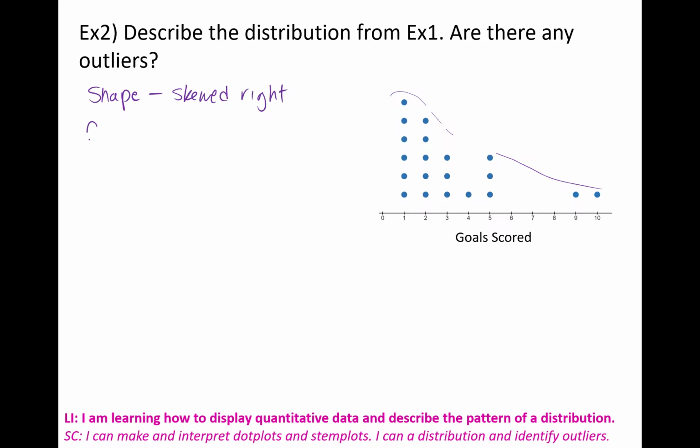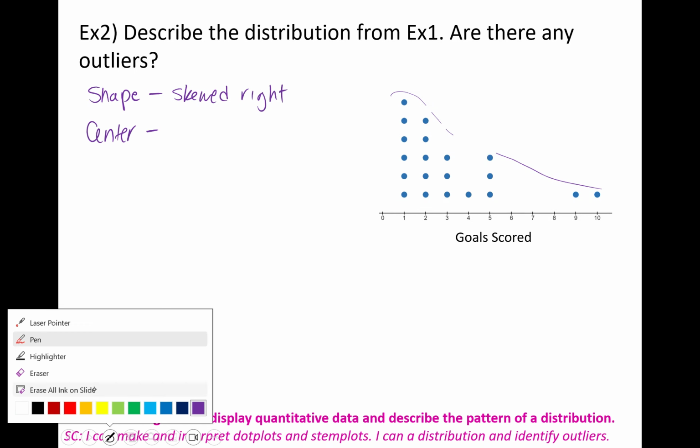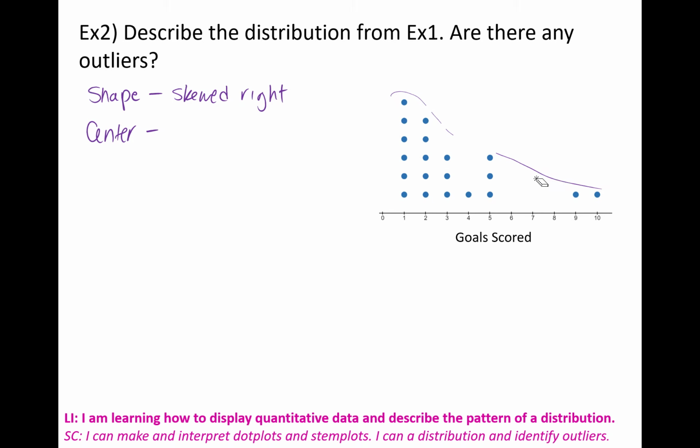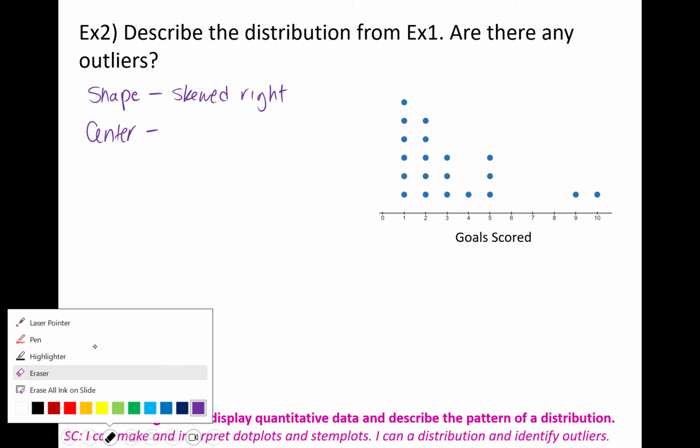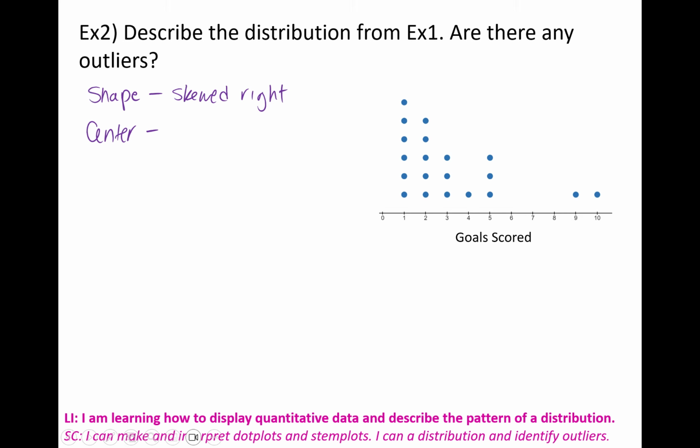Then we would talk about the center, which typically means we're reporting mean or median. On this one, because we haven't done a whole lot of that, it might be weird to look at this graph and try to figure it out. But we do know from example 1 there were 20 goals scored. So the middle is going to be somewhere around the 10th goal. If I look at this, I could actually count my dots. 1, 2, 3. So I'm starting right here.